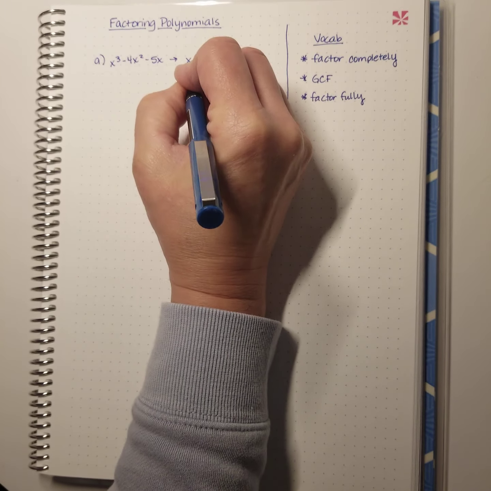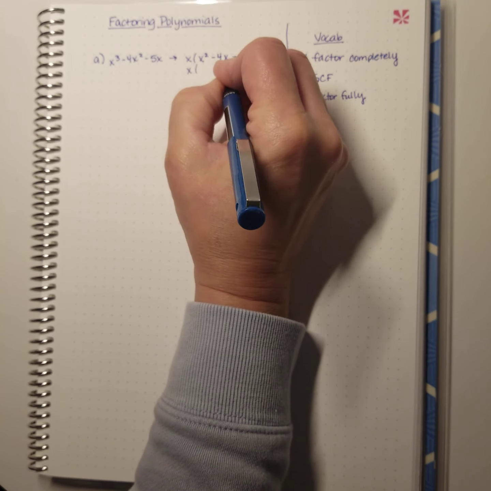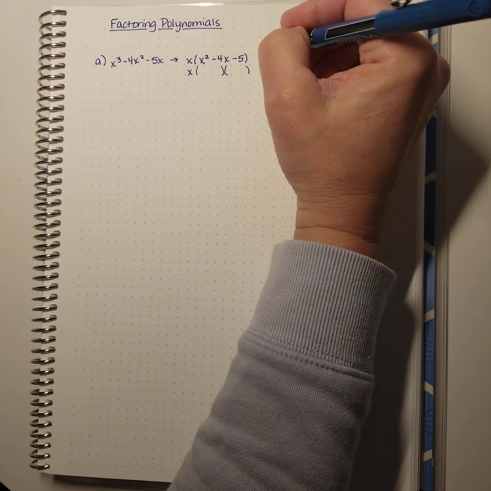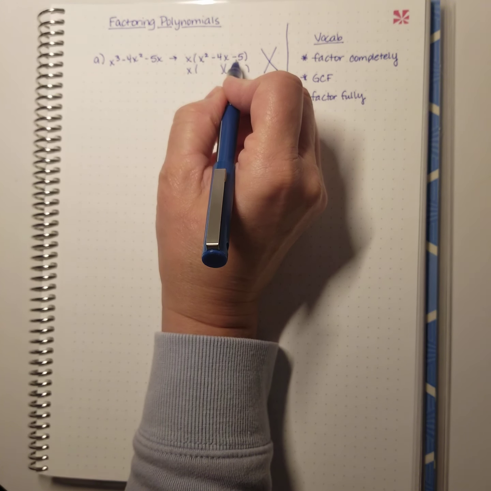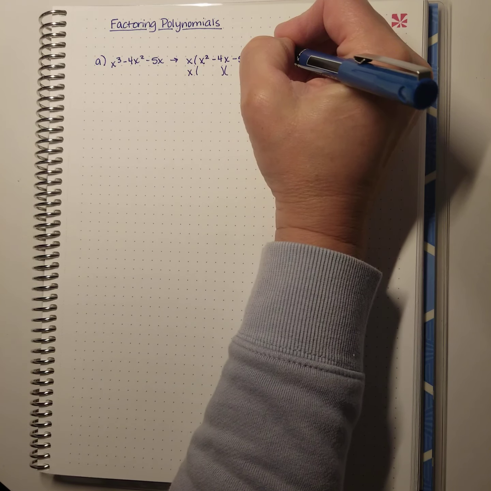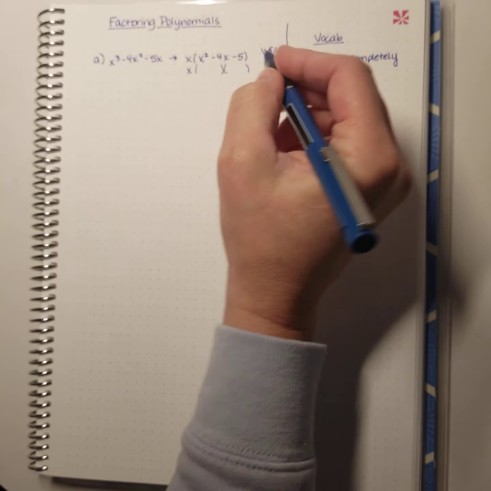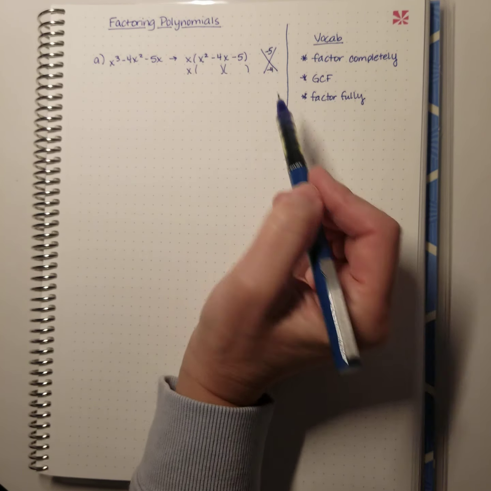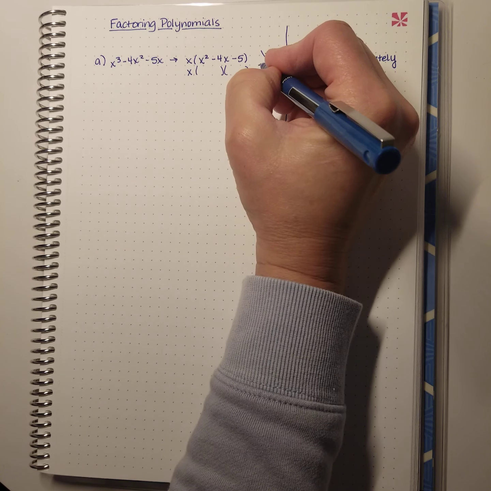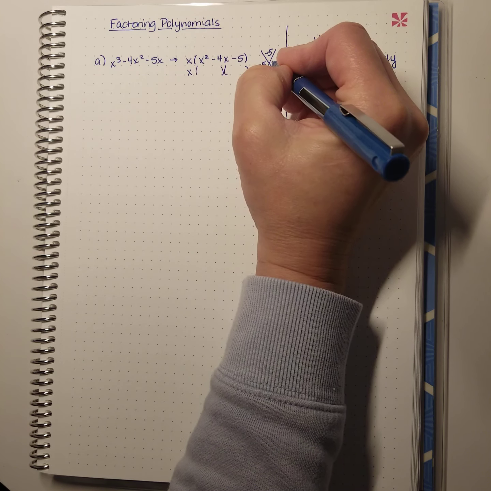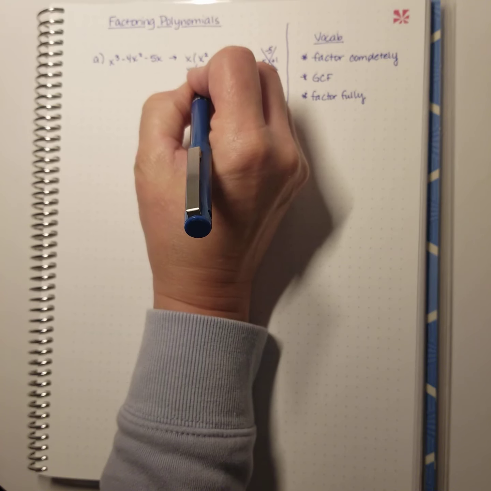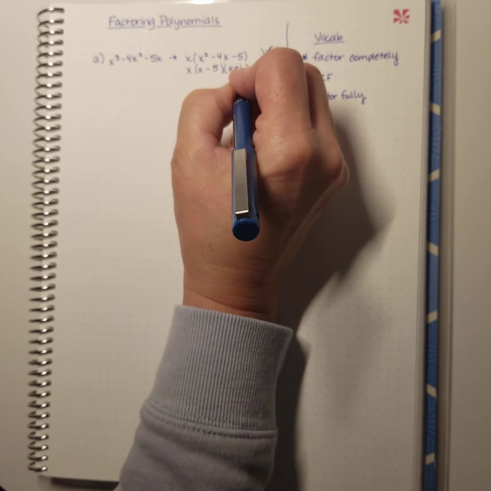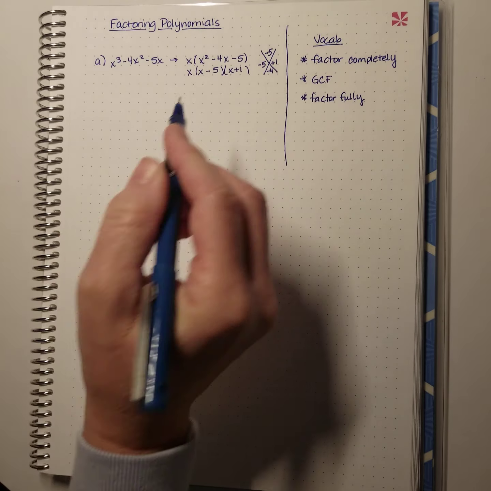And so we did do a GCF, but now we need to factor this quadratic. So there's the AC method. A is 1, C is -5. Multiply them together, and then have B here. We need two numbers that multiply to -5 but add to -4. So it would probably be -5 and +1. So our factors will be x minus 5 and x plus 1. So that would be fully factored.